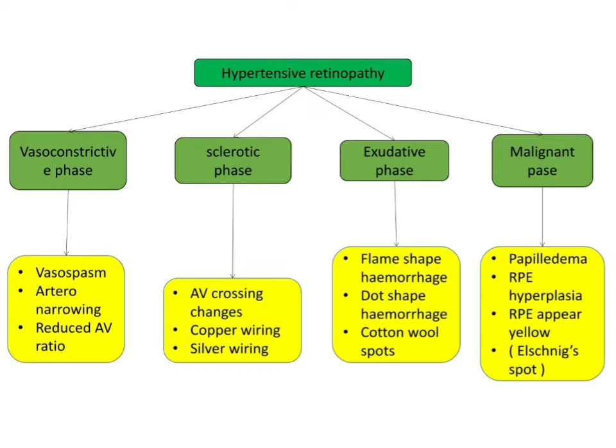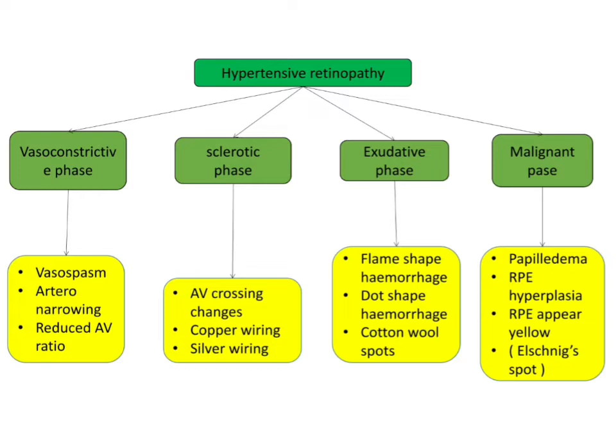Here the normal arteriovenous ratio is 2:3. Normally arteries are narrower than veins, but in hypertensive retinopathy the artery becomes more narrow and this ratio is reduced and becomes 1:3, something like that. So it will give you an indication that the person may have hypertensive retinopathy. Now if this hypertension continues, it will lead to the sclerotic phase where you will see AV crossing changes, copper wiring, silver wiring.